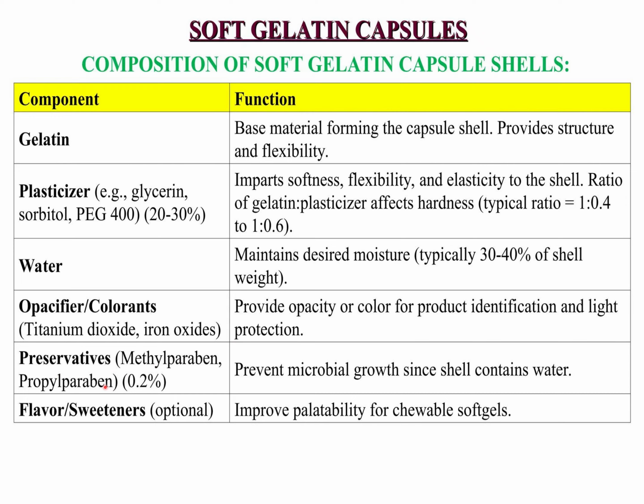The next one is preservative. Okay, we have already read this in different lectures like methylparaben, propylparaben. These prevent microbial growth since shell contains water. Okay, as we know shell contains water, so there is high risk of hydrolysis or microbial presence in the capsule shell. So preservative will prevent the attack of microorganism. The last one is flavor or sweeteners. These are optional, however, these improve palatability for chewable soft gels.